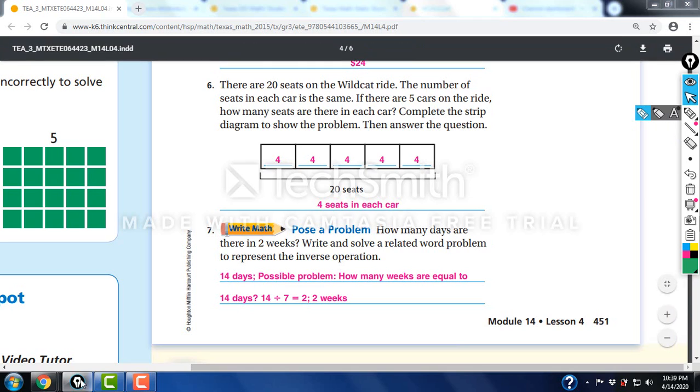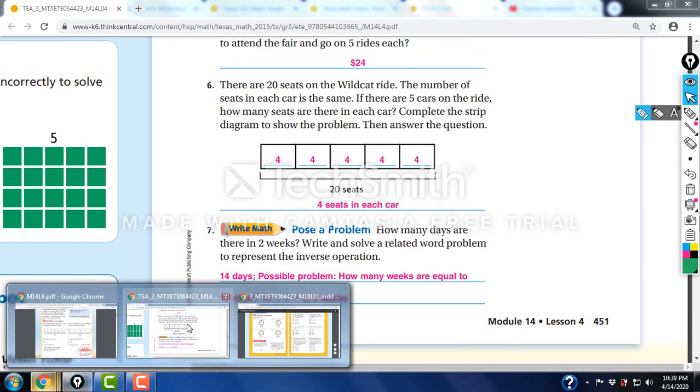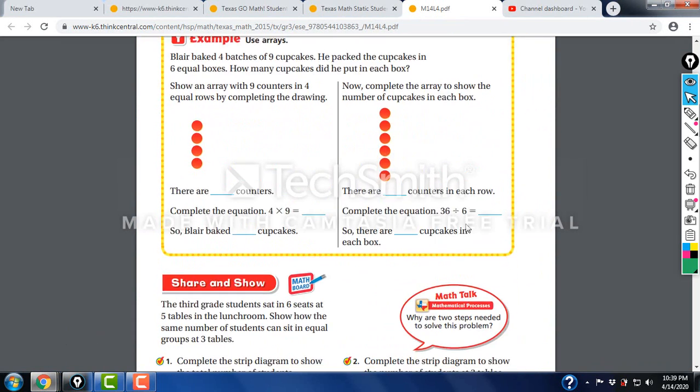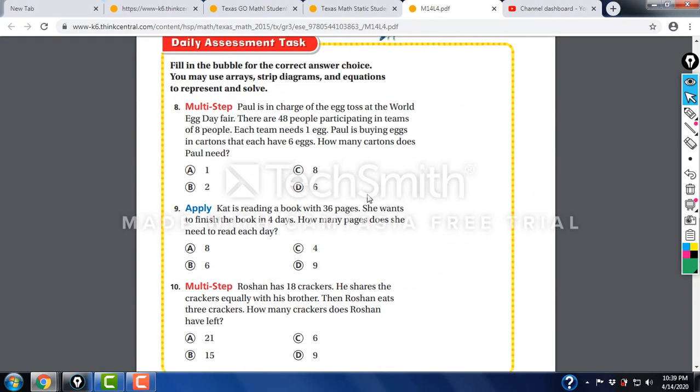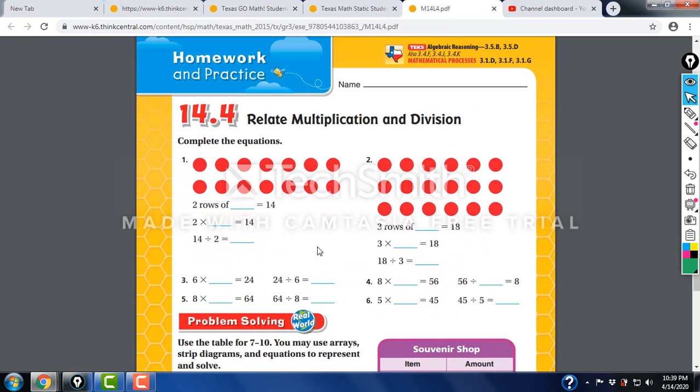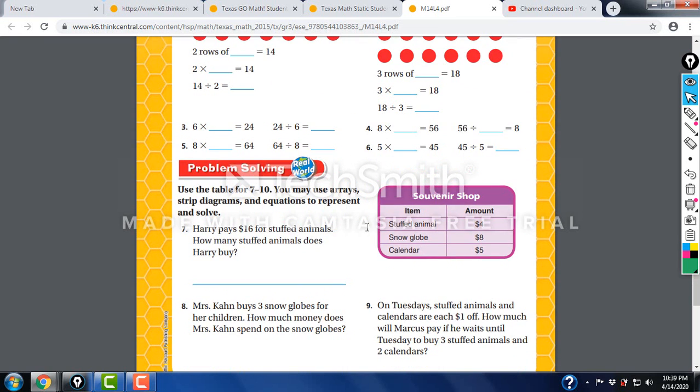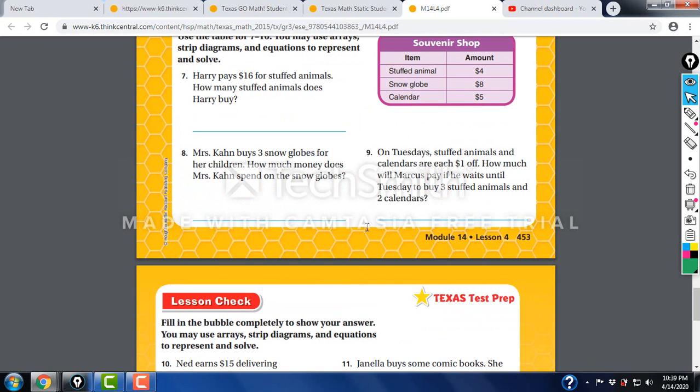You do have your next questions to complete, which are your daily task assessment and of course your homework and practice. And again, follow the pattern. First, figure out the total amount that you have of something, and then divide it by the number of equal groups they give you. And that's basically the lesson for today.